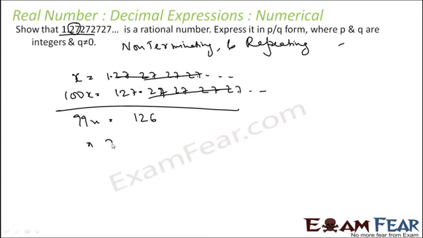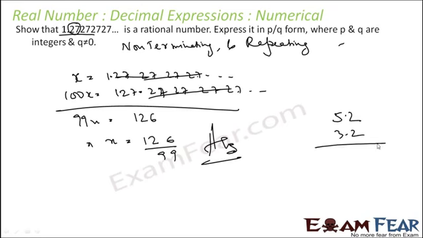Okay, so you get x as 126 by 99, and that is the answer. For example, 5.2 minus 3.2 is how much? Tell me. That is 2. 5.8 minus 2.8 is how much? 3. Because 0.8 cancel.